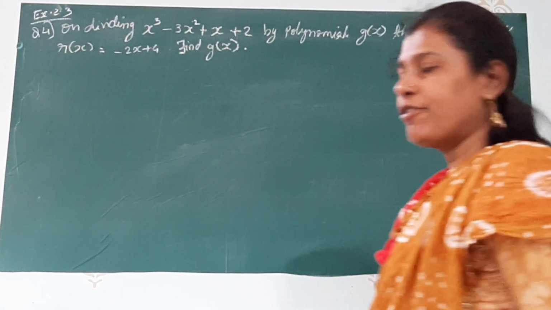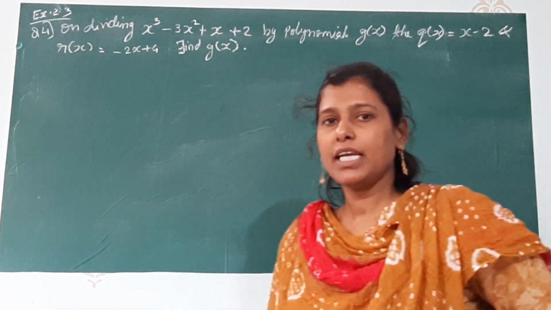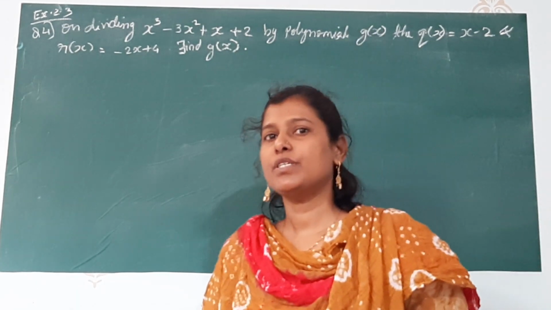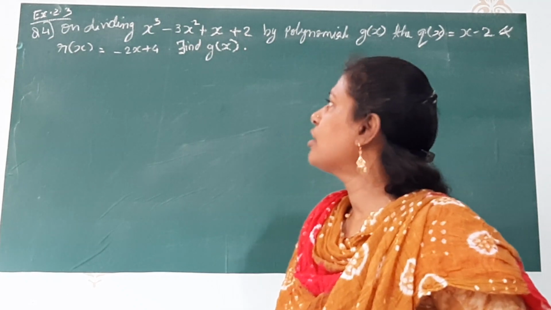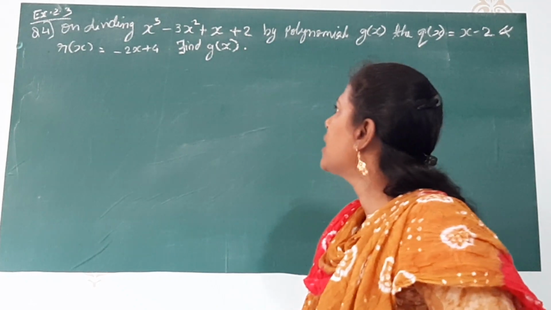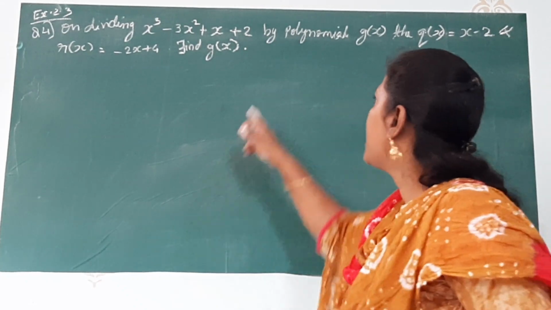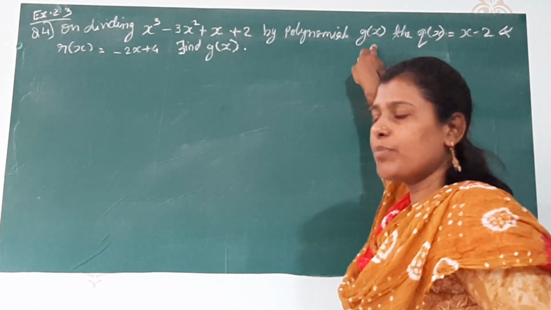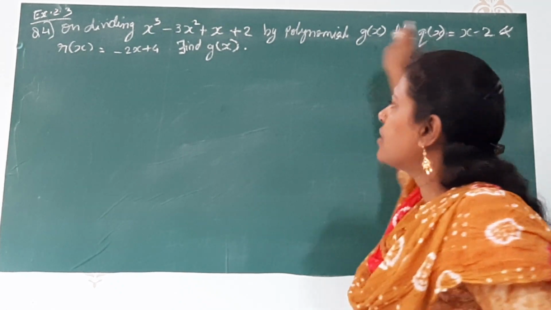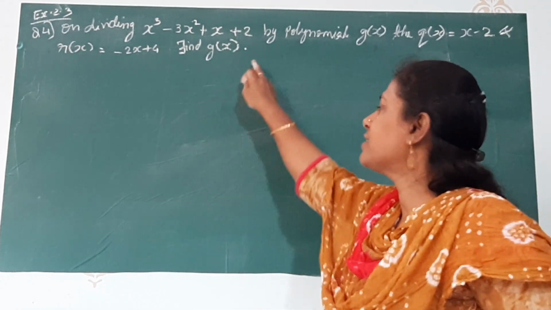Okay, this is the last part for today. Here on question number 3 I have not done that. I will give you in the next video. Now this one, question number 4: on dividing x cube minus 3x square plus x plus 2 by polynomial g(x), that is the divisor polynomial, the quotient polynomial is this one and the remainder polynomial is this one. We have to find that divisor.